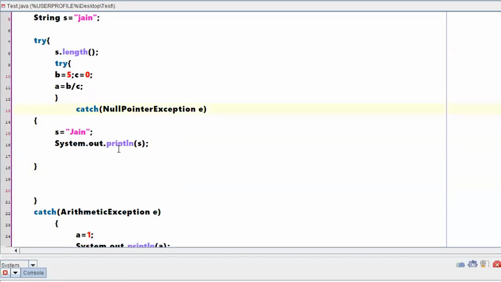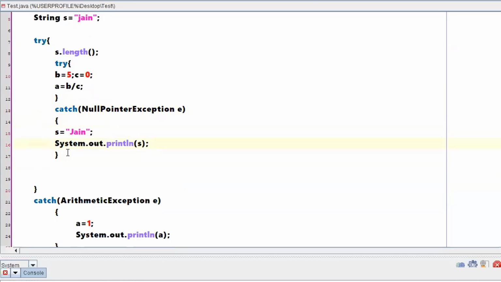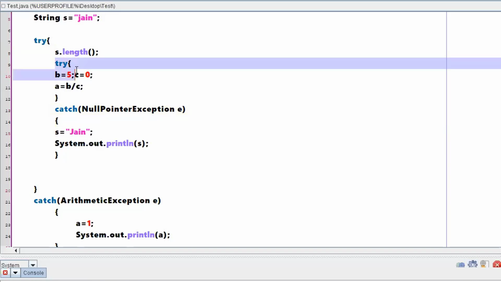null pointer exception, right? So now where is our exact exception? Is it a null pointer exception or arithmetic exception? Is there any problem with respect to this particular statement? No problem with respect to this particular statement, right? You have initialized that particular string s with some value. So no problem with respect to s dot length now. Okay. So it will go to the nested try.